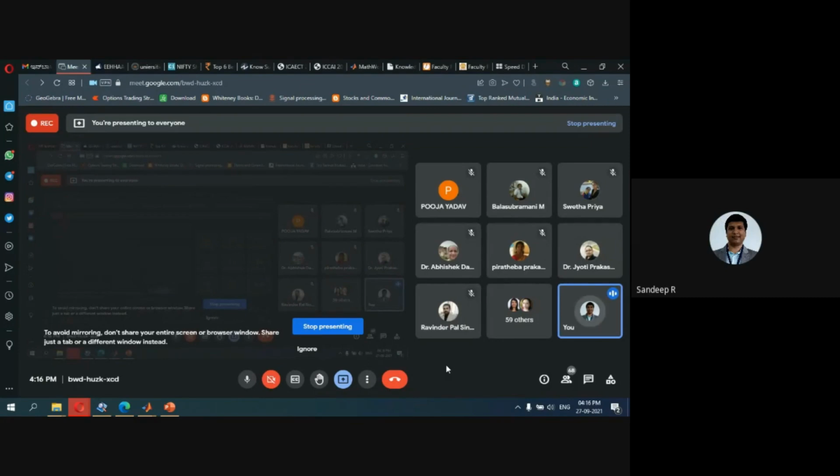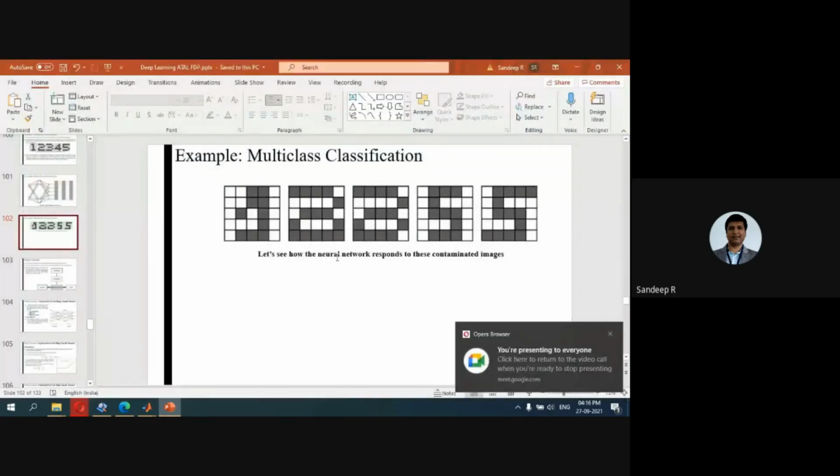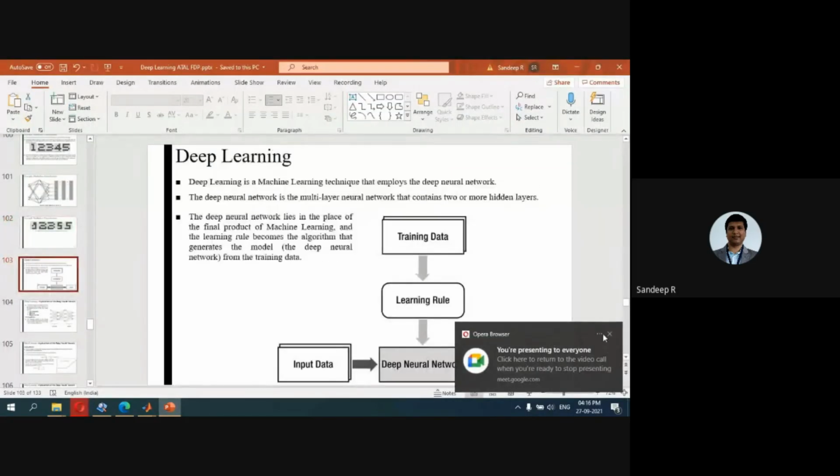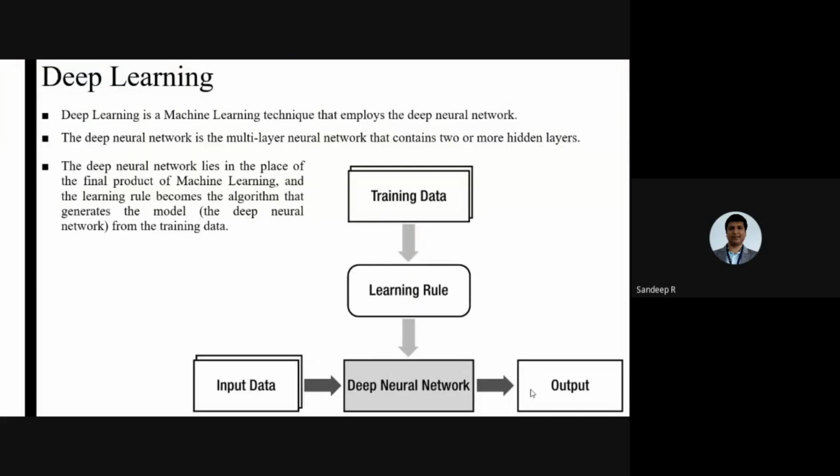So I have solved. Let me summarize what I have done: single layer neural network, problems of single layer neural network, how it is overcome in multi-layer neural network, and how binary classification we have done, and then multi-class classification using a real world example, say using images. Now let's go to the deep neural network or deep learning. Still we have time. I'll try to finish it by 4:30, but we'll see what can be done.